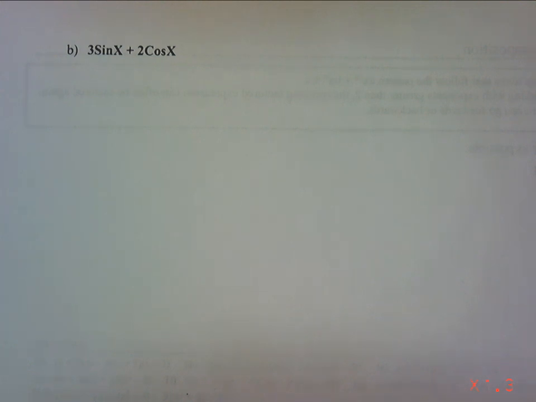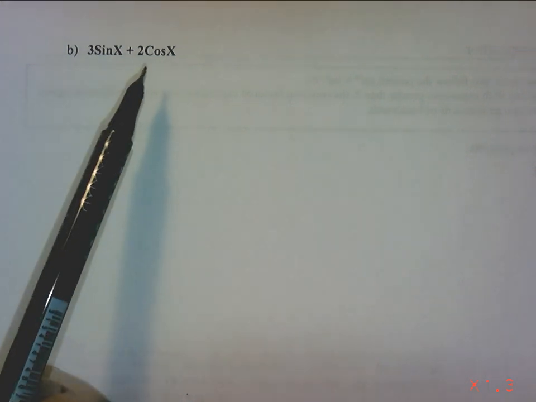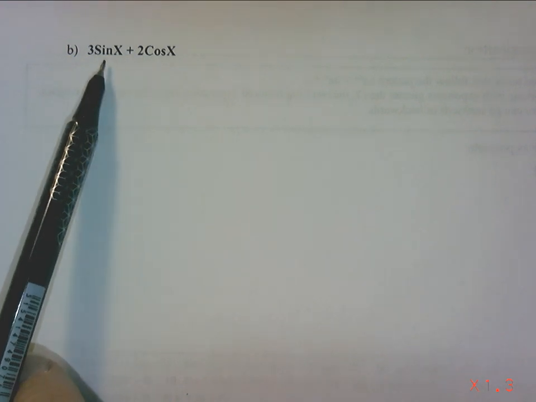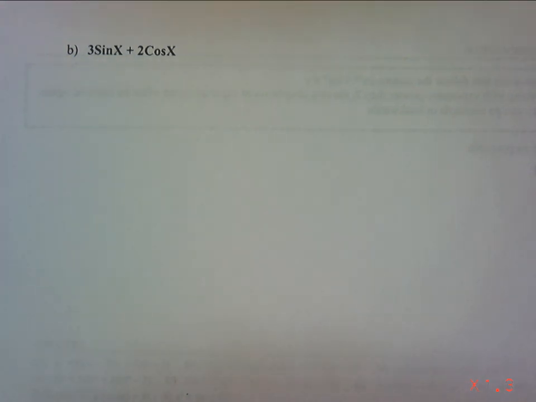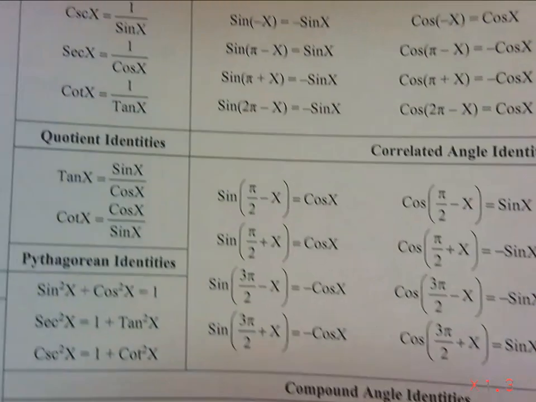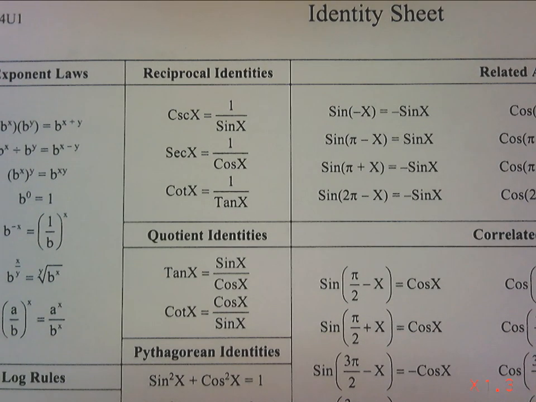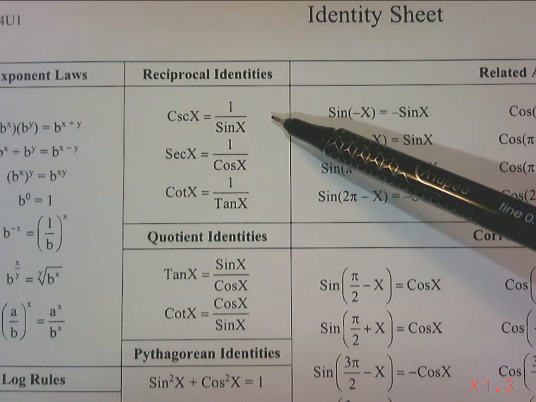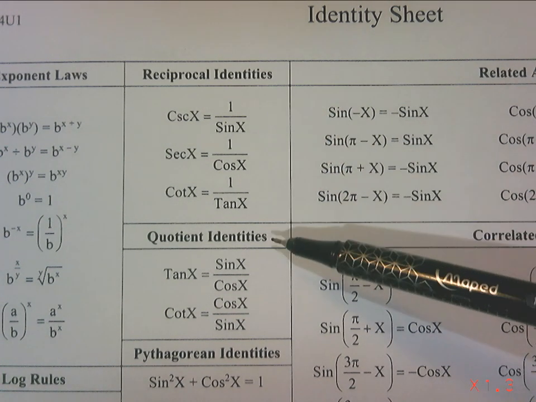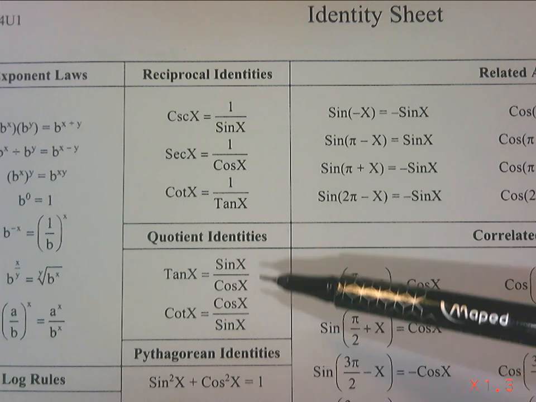One of the issues of why I can't currently factor this is because the trig ratios don't match. So it would be helpful if we could try to write them with the same trig ratio. So what I would recommend doing is taking out your identity sheet, and we are going to look and see if we can find an identity that has both sine and cosine in the same one. So right now we are really just using the reciprocal, quotient, and Pythagorean identities.